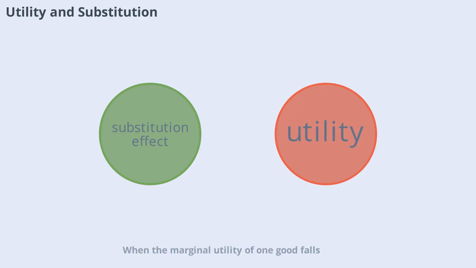When the marginal utility of one good falls, consumers may substitute it with another good that offers higher marginal utility per dollar. This is known as the substitution effect. It explains why people switch between products when prices or preferences change.